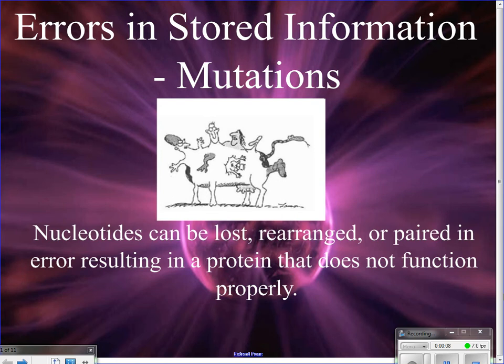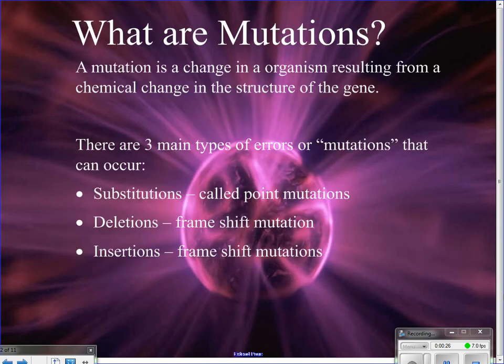So, within DNA, during protein synthesis or DNA replication, nucleotides can be lost or rearranged in error, and that can result in a protein that doesn't function. And this is the basis to a mutation. So, a mutation is a change in an organism resulting from a chemical change in their genes. In other words, when the DNA changes, then we have a mutation.